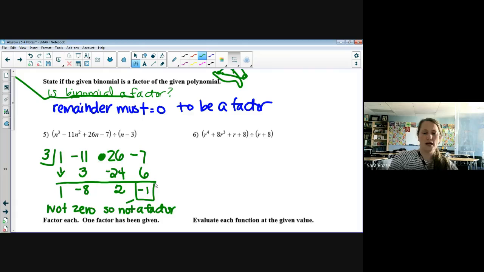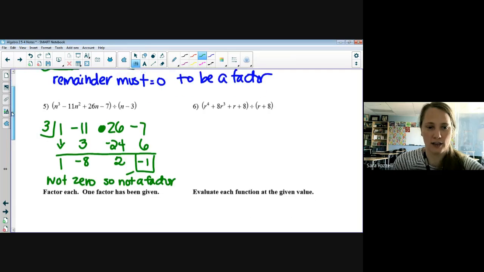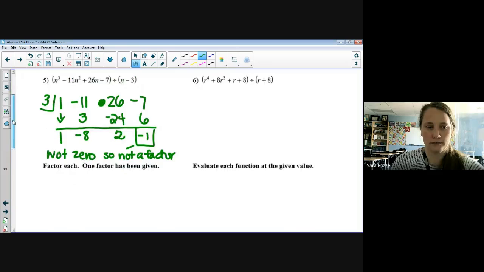So the remainder is not 0, so it is not a factor. Right? If the remainder is 0, it would be a factor. The next one does have a remainder of 0, but we don't need to work it out. Right? Y'all are good? 0, yes. Not 0, no. Okay. Factors just means it divides evenly. That's good.